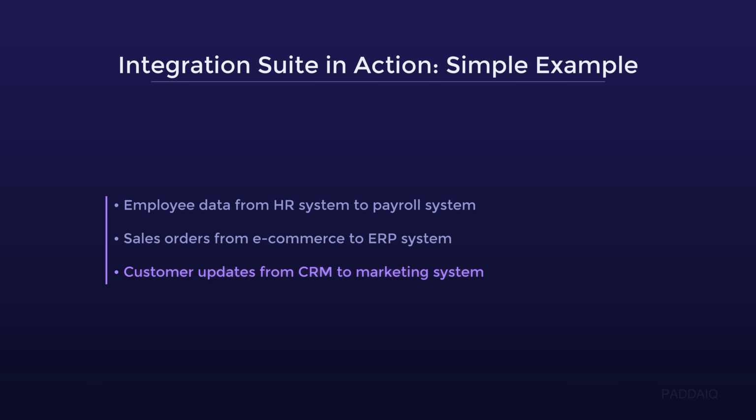Customer updates from CRM to marketing system. This means automatically syncing client information between systems. For instance, when a salesperson updates a customer's phone number in the CRM, it is instantly reflected in the marketing platform. This ensures marketing always uses the latest, most accurate customer data.